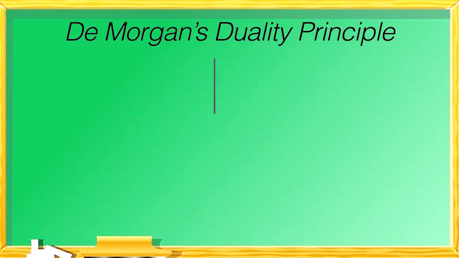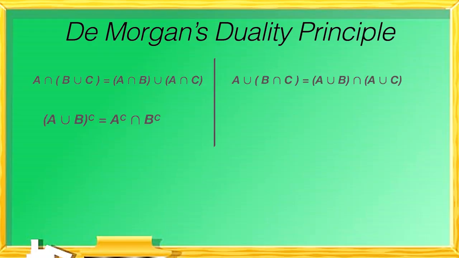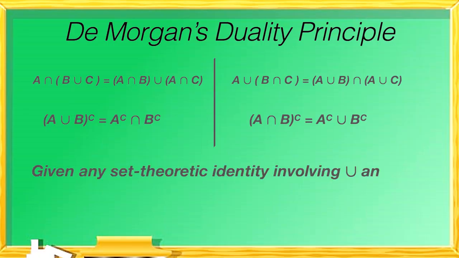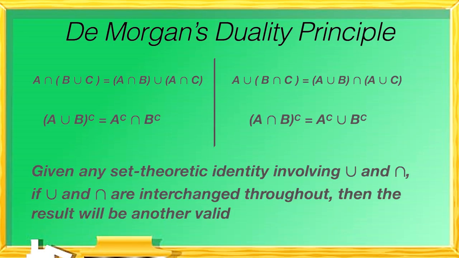We've had a few examples so far of identities which still work when we switch the intersections and unions. This is a general rule that always works and is called the De Morgan duality principle. Given any set theoretic identity involving the union and the intersection, if the union and intersection are interchanged throughout, then the result will be another valid identity. So for all of these identities you've seen so far, that come in pairs, you'll be happy to know that you can just remember one of them and exchange the union and the intersections to get a second one.